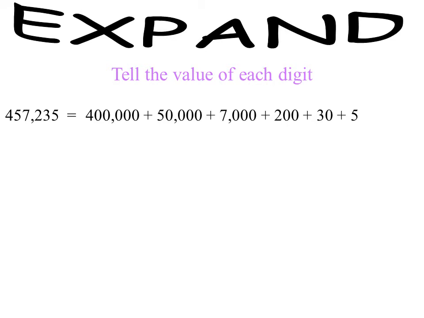Go to the next digit. The next digit is 5. 5 is in the 10,000 place. So we write it as 50,000. Then go to the next digit, which is 7. 7 is in the 1,000 place. So we write it as 7,000 plus. The next family, 2 is in the hundreds place. So we write it as 200. Then 3 is in the tens place. So we write it as 30. Then 5 is in the units place, so we write it as 5.